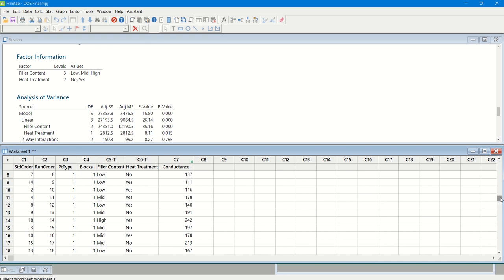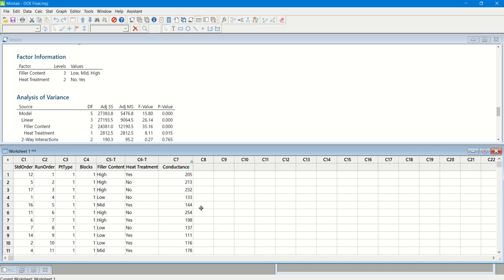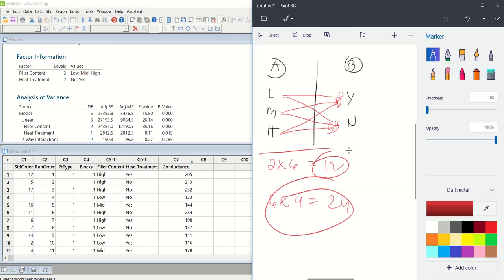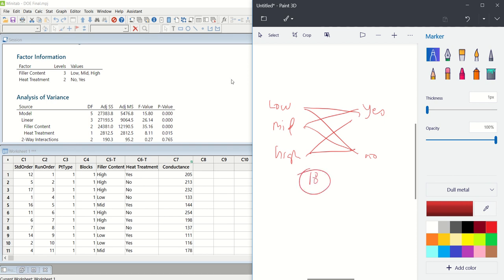Okay, check natin kung talagang 24. 18 lang. Balik natin. So if you have low, mid, and then high, and we have yes, and we have no. So triplicates: 3, 6, 9, 12, 15, 18. Sorry, 18 lang talaga. So we have 18 data sets.